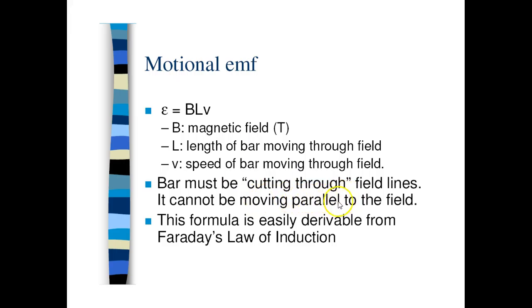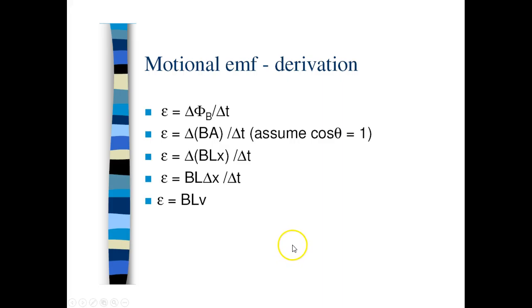The bar has to cut through the magnetic field lines, so I'll show you that. It can't be moving parallel, it's got to be moving perpendicular to it, and you can easily derive this from Faraday's law of induction, which we just did. So here is Faraday's law. We just said it's the change in flux over the change in time. Usually there's an N number there, but we're not going to have it here. We're going to assume that we just have a coil of 1.